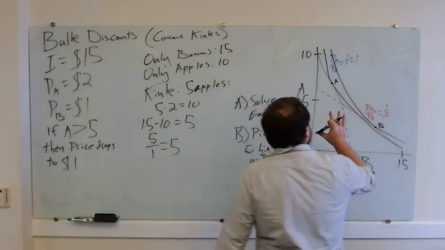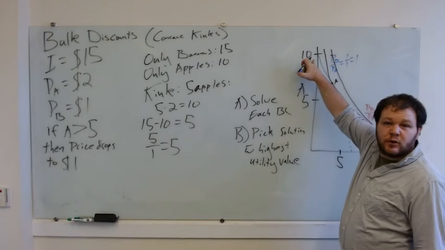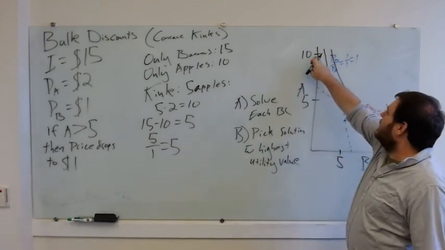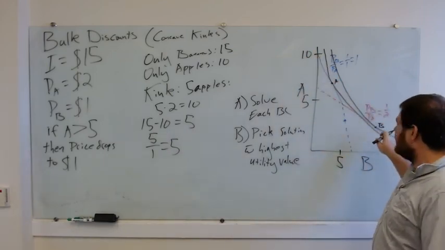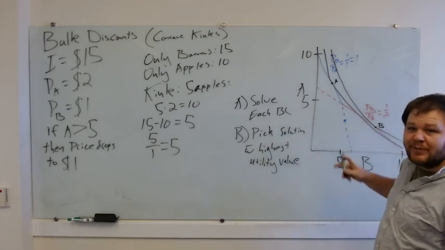It's exactly the same thing if we're thinking about interior solutions or corner solutions, right? If we found a corner solution here on the blue budget constraint, we'd still want to compare it to our best choice on the red budget constraint.